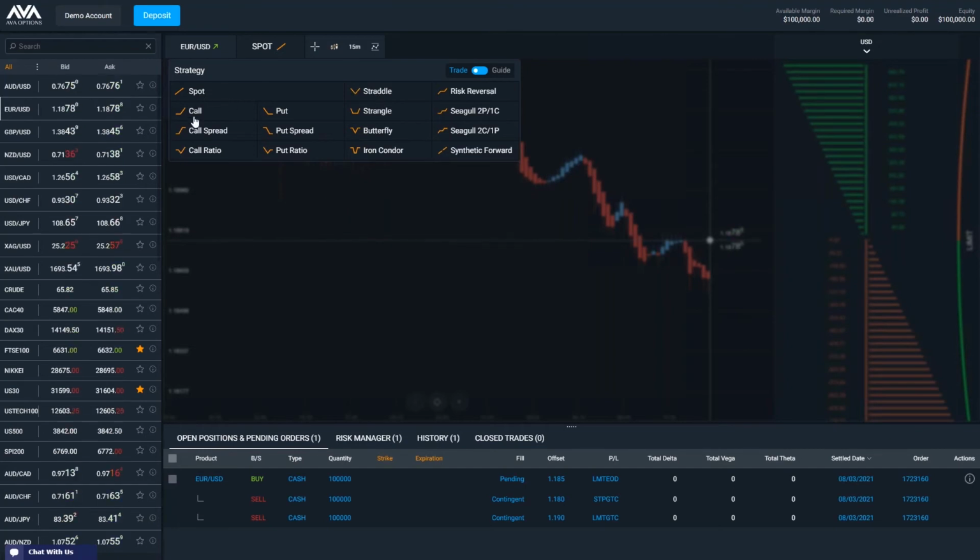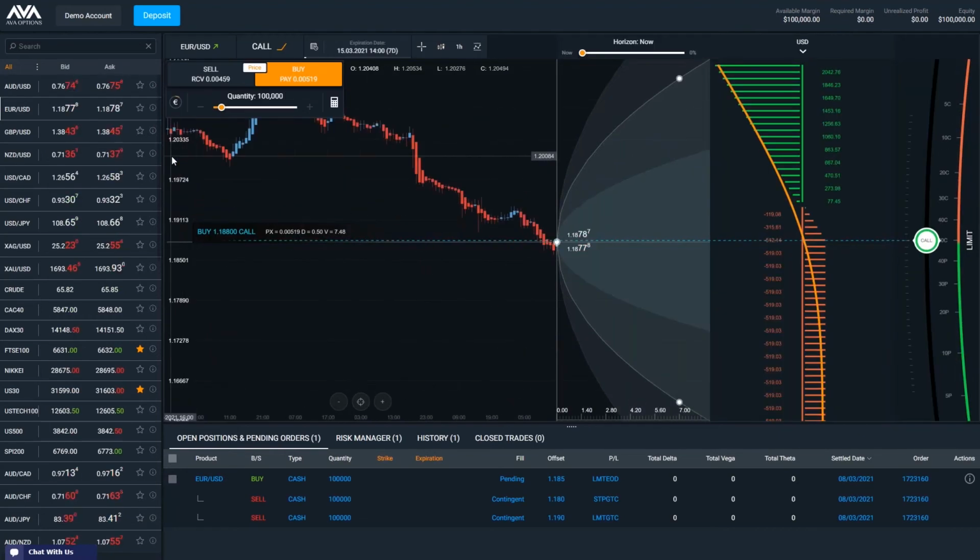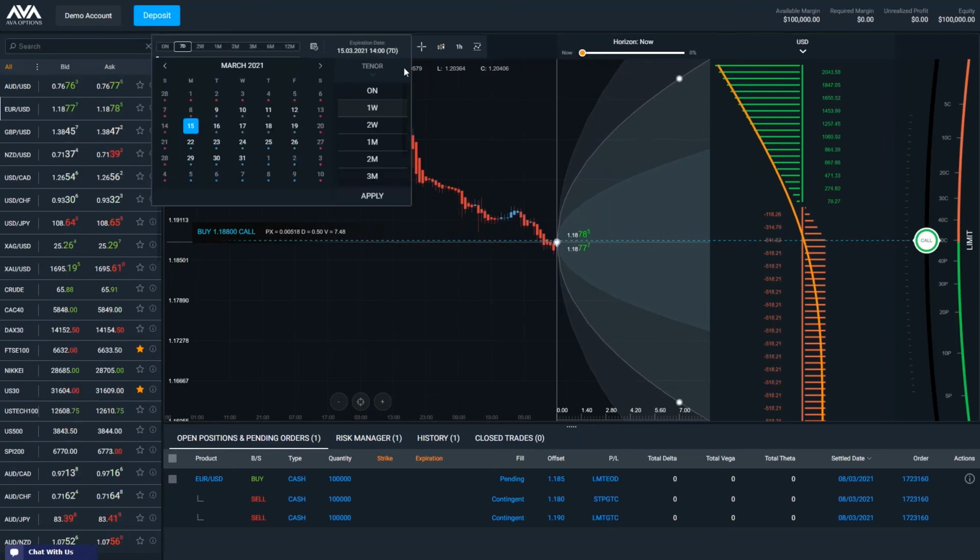So let's choose a call so we can see what a call option looks like. Once I choose a call, a new element is added to the screen in the center, these parabolic arcs, which are in different shades of gray. The default is a 1-week option. This is a call option. You see the expiration date up here, 7 days, 15th of March, which is a week.